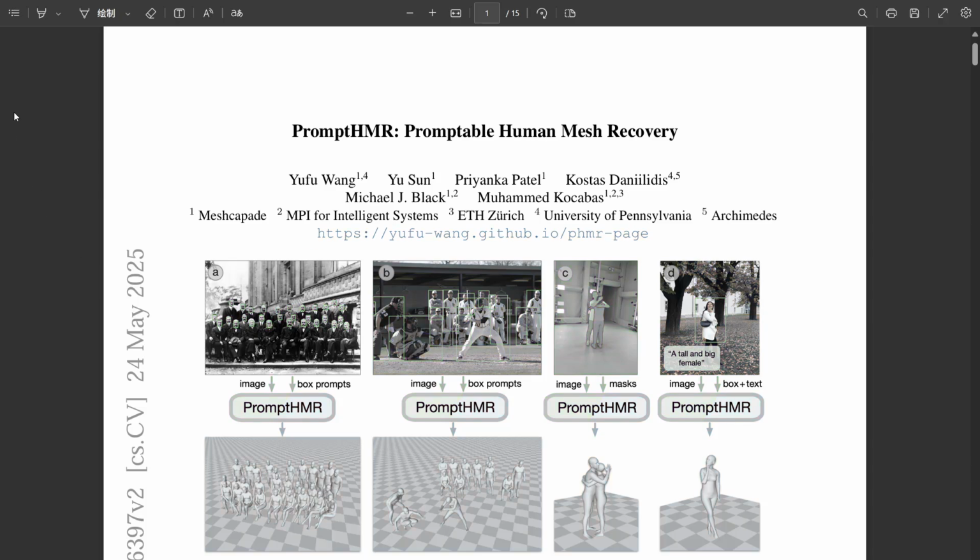You know those photos, right? The really chaotic ones. A crowded street, maybe people all tangled up, somebody at a weird angle, trying to figure out exactly what each person is doing, their pose, their actual shape, just from that flat picture. It's hard for us. And it's a major headache for computers.